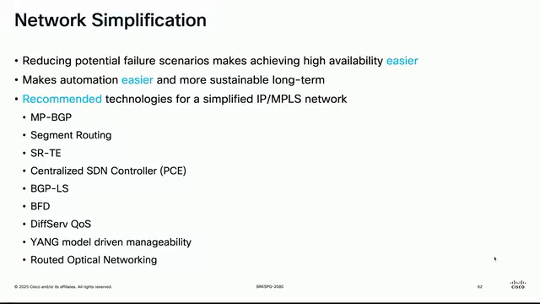BGP-LS to signal topology information and traffic engineering information to the centralized controller. BFD, as Lokesh talked about earlier, for fast failure detection. DiffServ QoS, as I talked about earlier, to isolate different traffic classes and guarantee priority traffic. And then Yang model-driven telemetry for programmability, management, and automation. And then lastly, routed optical networking for better network efficiencies, as well as better network economics.